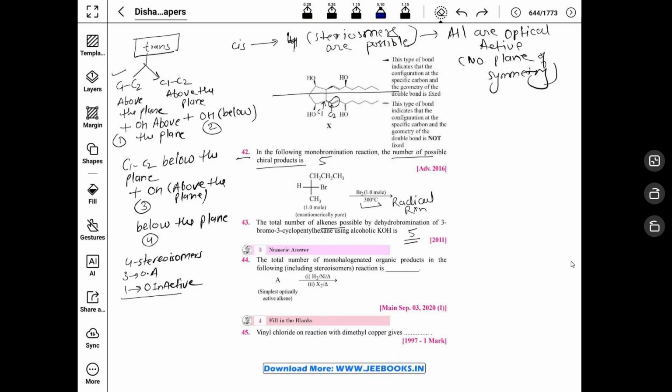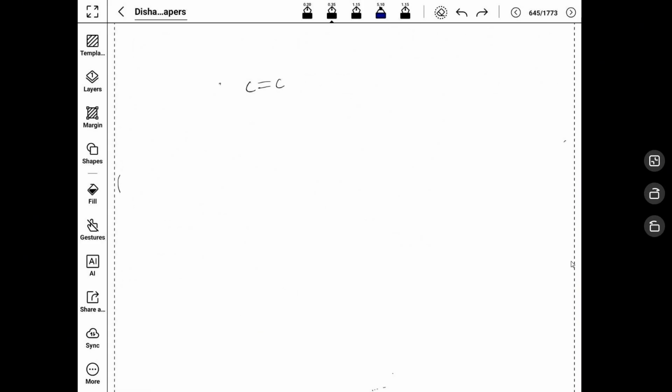Question number 44. The total number of monohalogenated organic products, including stereoisomers, in the following reaction is. So what they are saying, we have to take the simplest optically active alkene. And then the first reaction is a hydrogenation reaction. It means this alkene will give hydrocarbons. And the second is a halogenation reaction. Okay, so let's take the simplest alkene. So first we will draw the alkene.